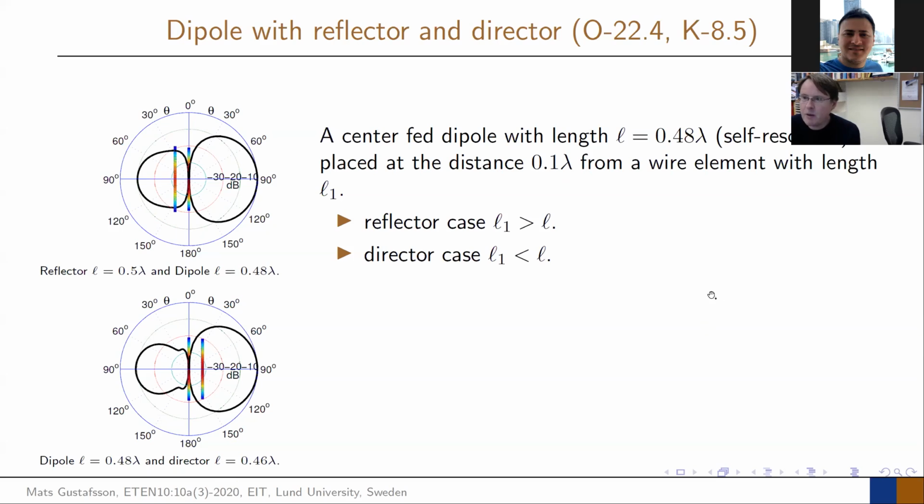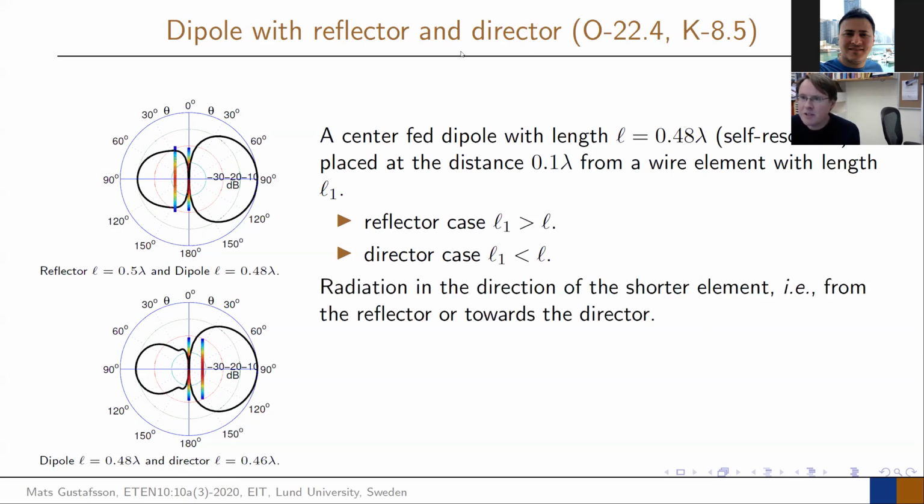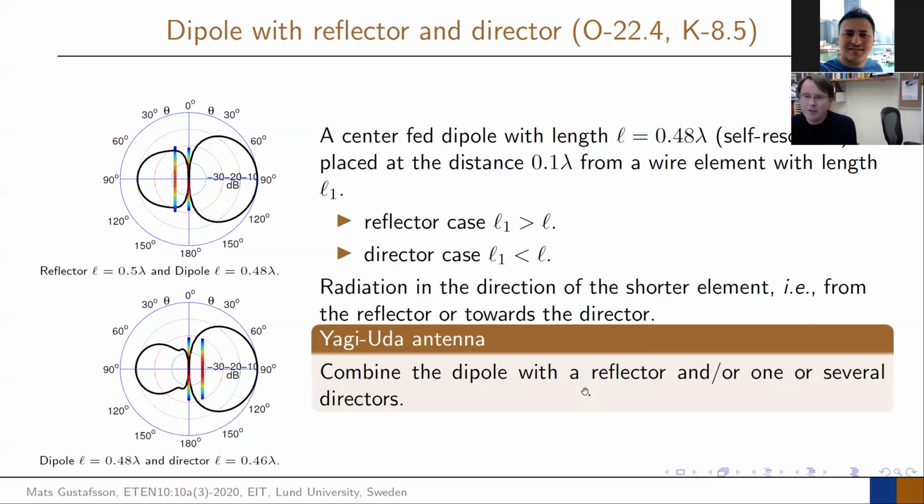But you can optimize over this to get very good radiation patterns out of it. So what we have in all of these cases is that we push the radiation towards the direction of the shorter elements and away from the longer elements. And this is really the Yagi-Uda antenna. So combine this dipole with these elements, where one is called the reflector, and the others are called directors. In many cases, there is one reflector and many directors, but there can be different versions of these.